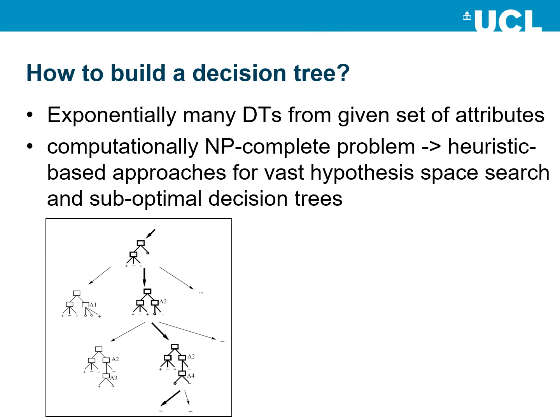Creating a decision tree is quite complicated. One of the reasons is that there is an exponential number of decision trees that is possible to be created from a given set of attributes. In computer science, we say that is an NP-complete problem, a non-polynomial problem. So only a heuristic will help us to create a suboptimal decision tree in polynomial time. And for that reason, there are a number of different algorithms.